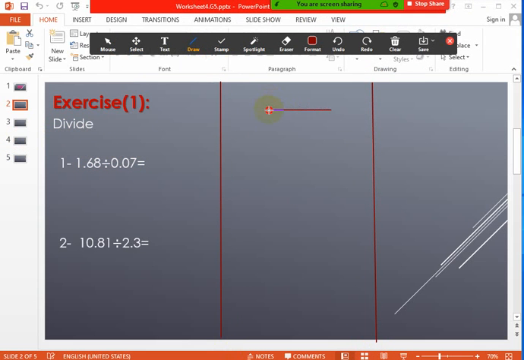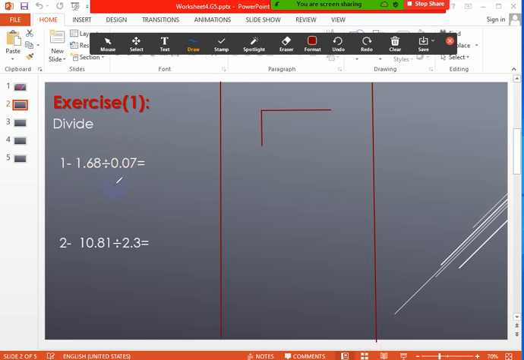The first exercise is 1.68 divided by 0.07. How will I divide this number by this number? My issue is the divisor, because when I have a decimal in the divisor, I can't divide easily. So I will use the powers of 10 pattern to make this divisor a whole number. How will I do that?